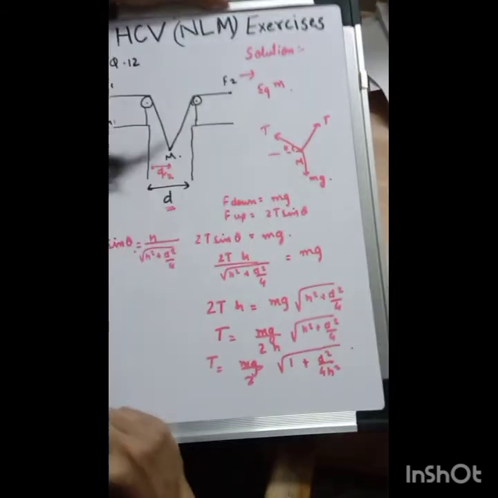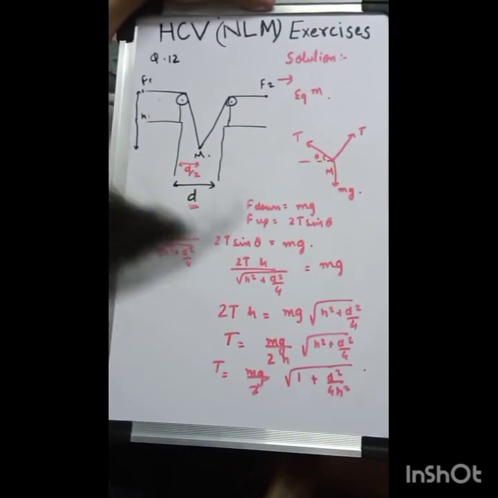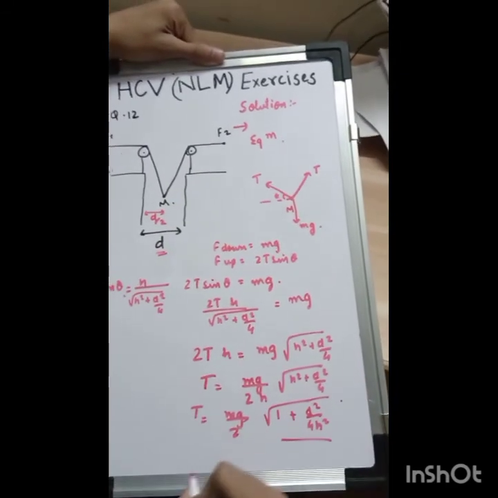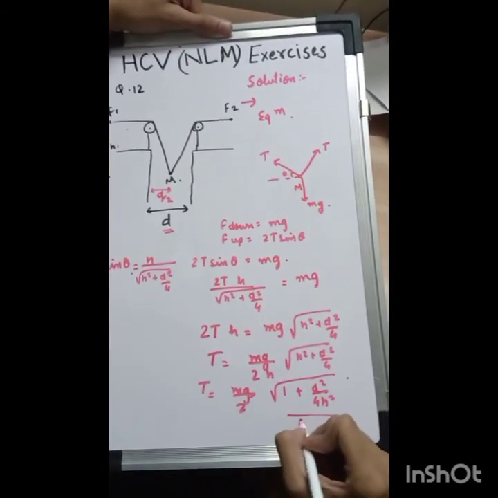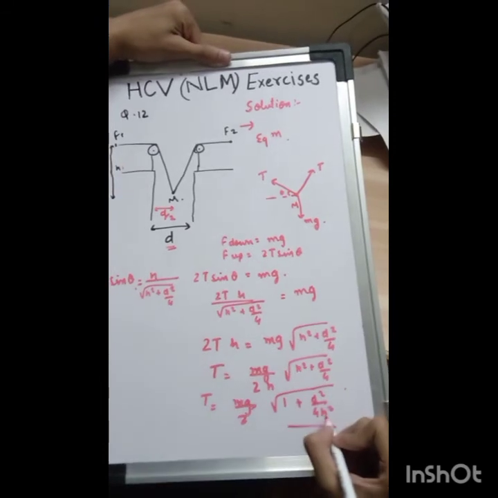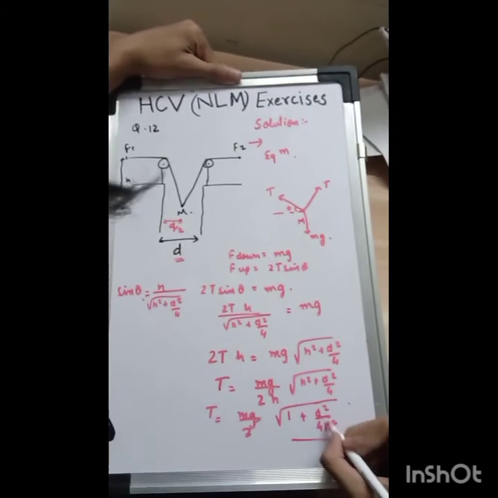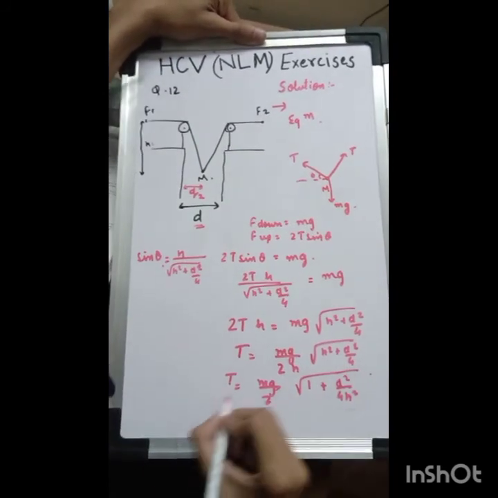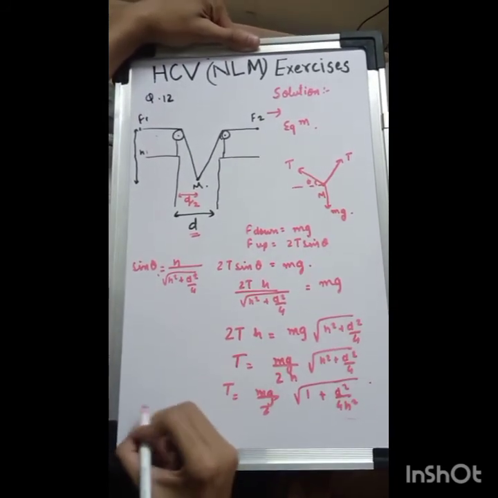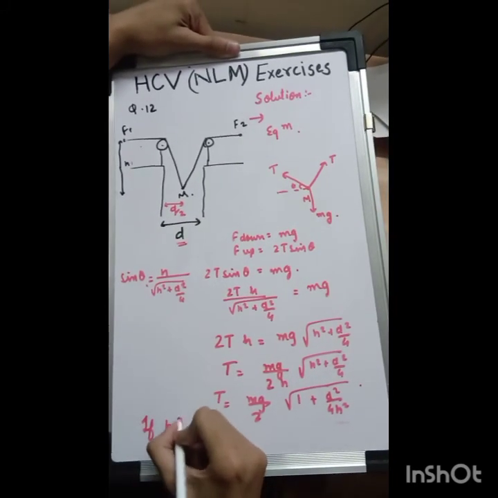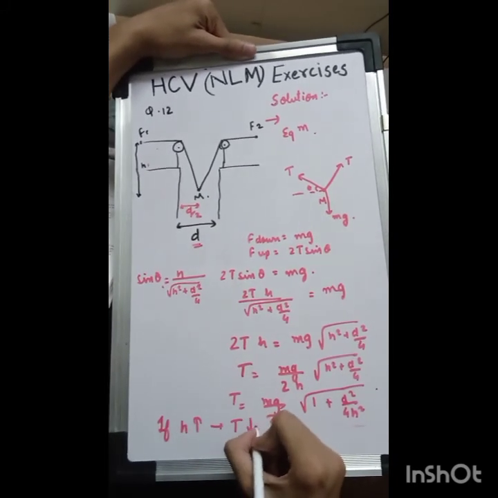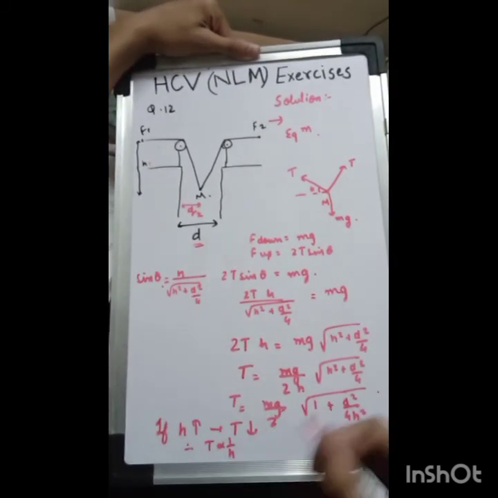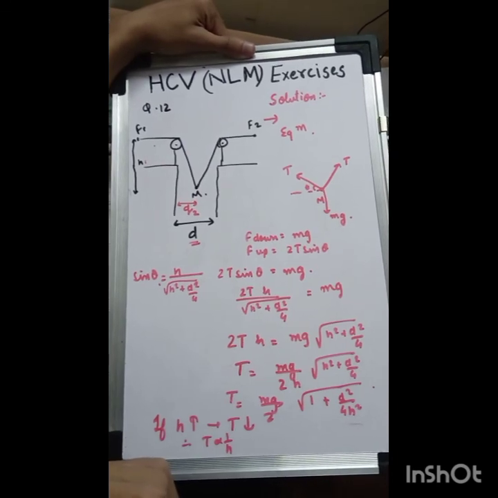So now we can see that if h increases, d is constant, so the term d square by 4h square would get decreased, and T would eventually get decreased. So if h increases, T decreases. Therefore we can say that T is inversely related to h, and this was the given condition to prove, so we have proved it. Hope you liked it.